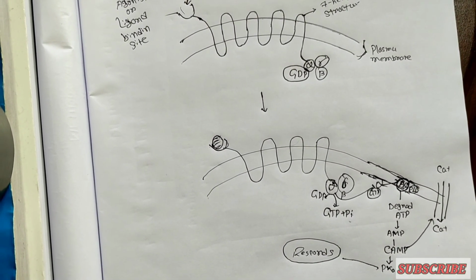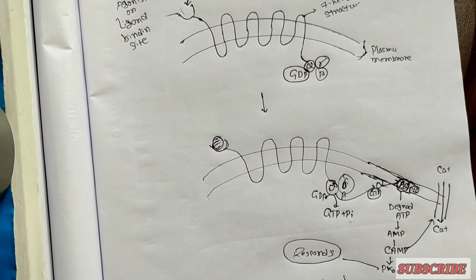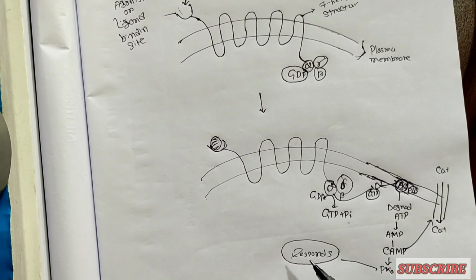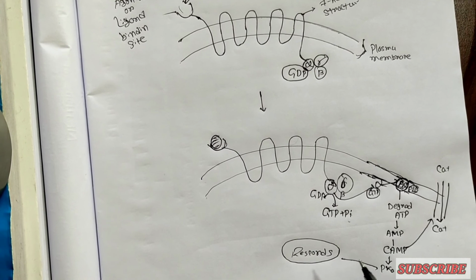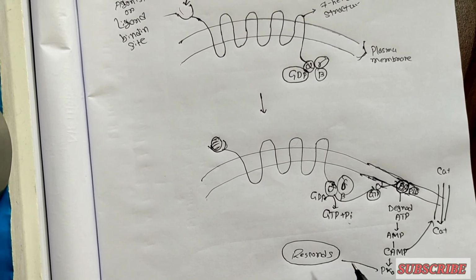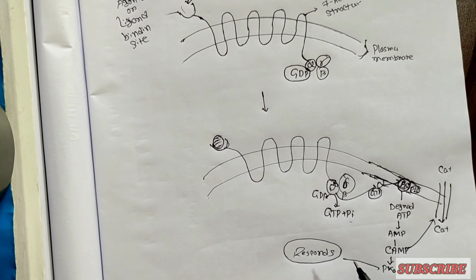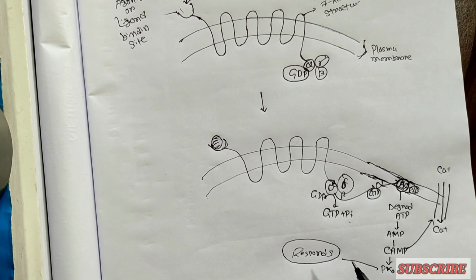In the next video, we'll talk about different types of G protein coupled receptor. There are various types of G protein coupled receptor, mainly 4 types. We'll talk about them one by one.